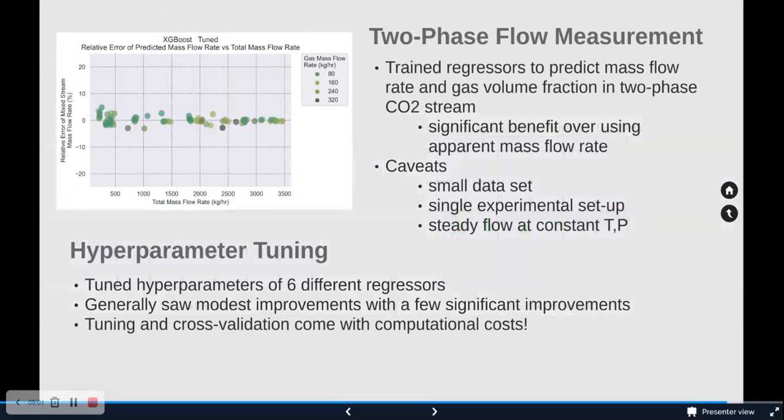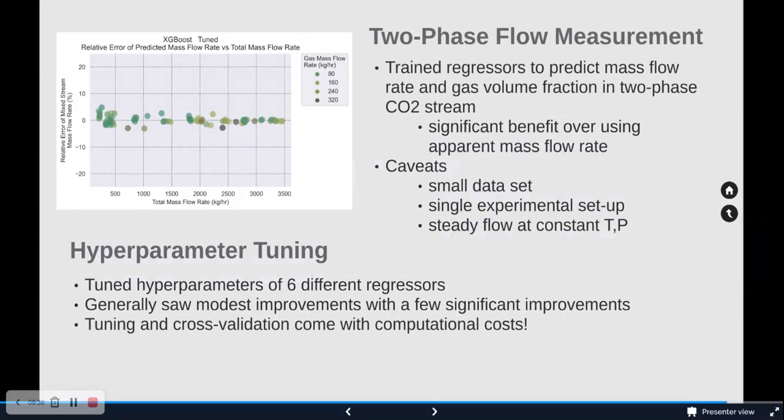So in summary, I successfully created some models that can predict the mass flow rate and gas volume fraction in a 2-phase CO2 stream. In the case of the mass flow rate, it does quite a bit better than just using the flow rates reported by the Coriolis meter. Some caveats are that it's a small data set run on a single experimental setup at really specific conditions. Extending it beyond these would certainly require collecting more data.